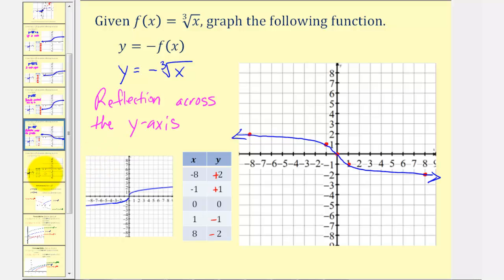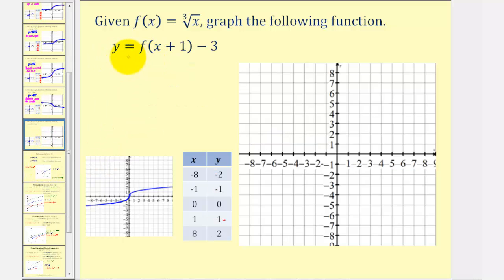Let's take a look at one more. Here we have y equals f of the quantity x plus 1 minus 3, which would be equivalent to y equals the cube root of the quantity x plus 1 minus 3. Looking at the plus 1 first, notice how this function is adding 1 to the x value, and therefore we'd have to subtract 1 from the x values of the basic function. So we'd subtract 1 here, here, here, and here.